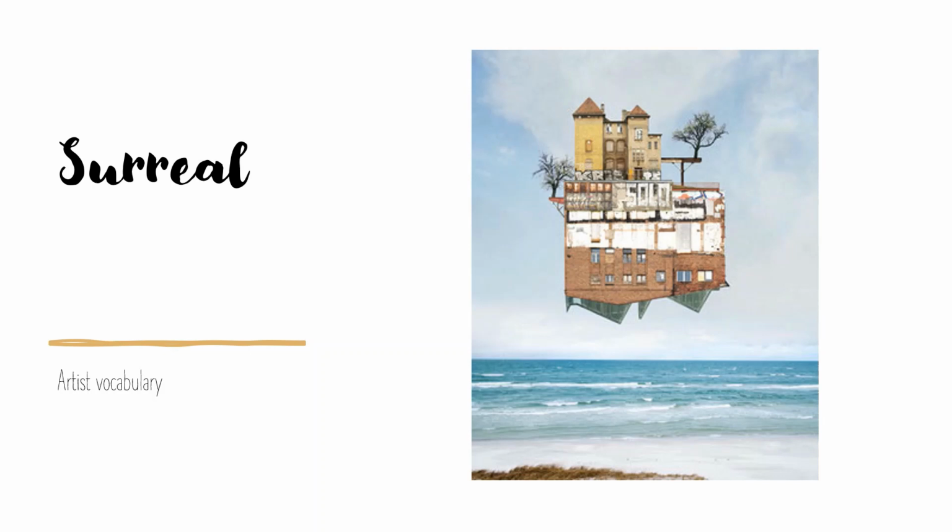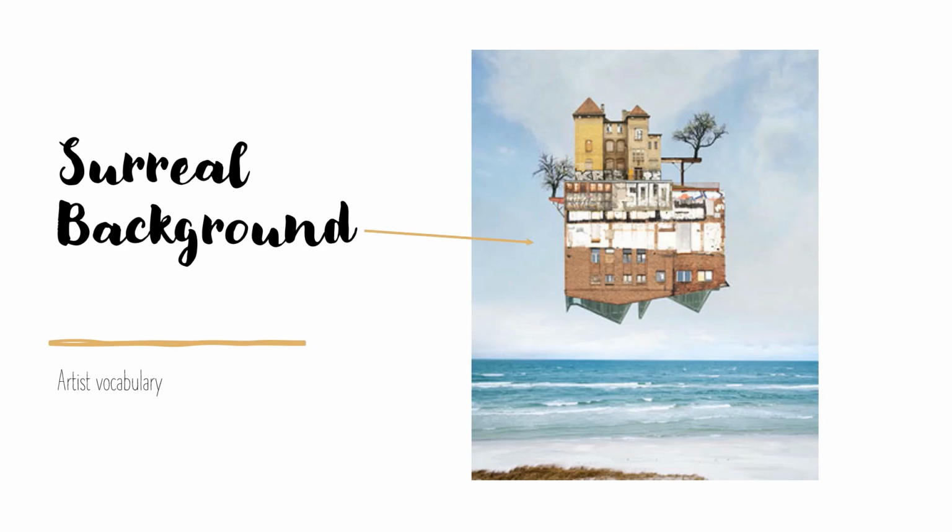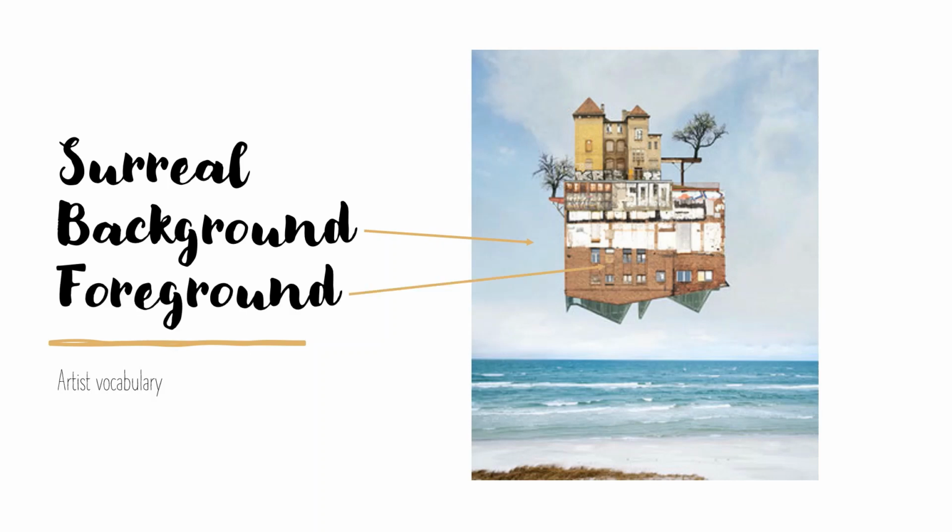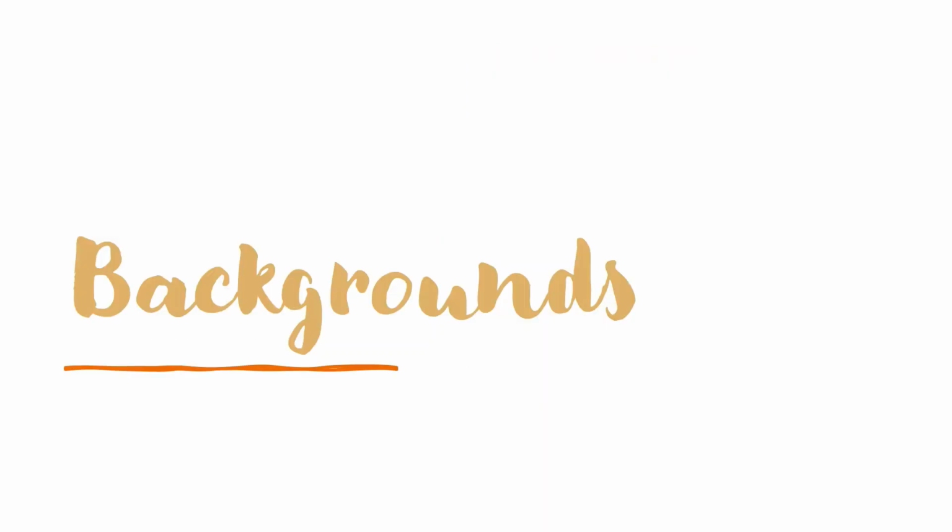That might be surreal. We've got two parts, a background, which is the clouds and the sky and the sea, and then the foreground is the buildings in front. We're going to be talking about background and foreground and making these two parts separately. First of all, we're going to look at the backgrounds.